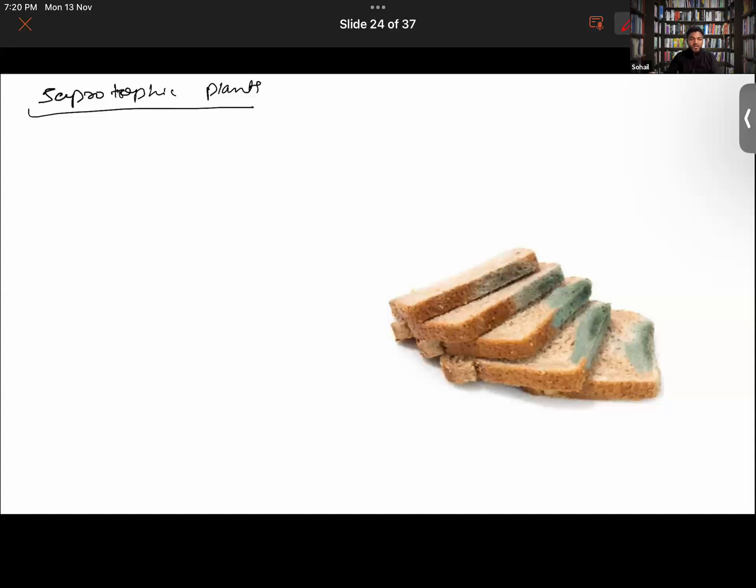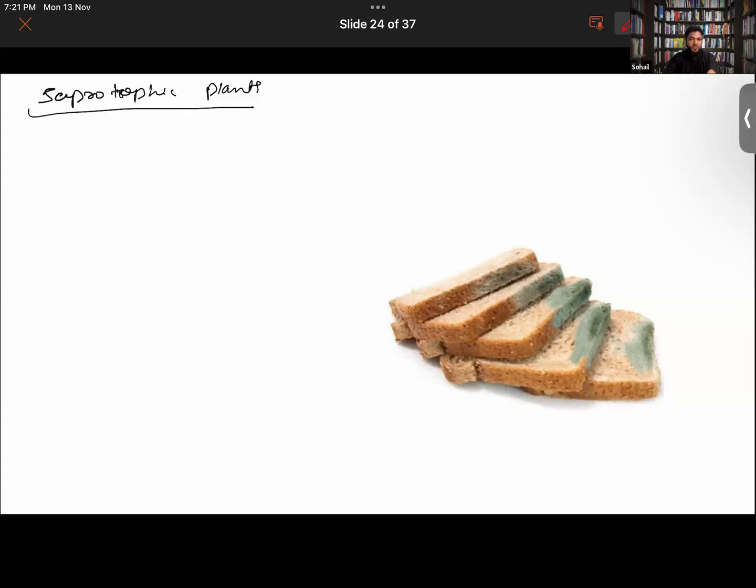Now, saprotrophic plants are those plants in which the mode of nutrition is such that they take their nutrients from dead and decaying matter, and hence the nutrition is called saprotrophic nutrition. We can also call these plants saprophytes, as it's mentioned in my reader. We can call them saprophytes, saprophytic plants, or simply saprotrophs as well. Both are basically referring to the same thing.